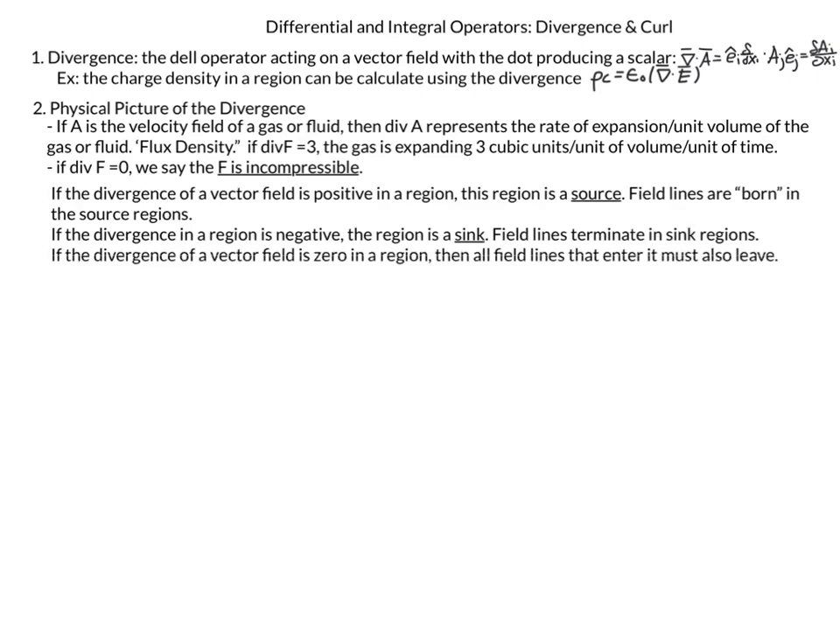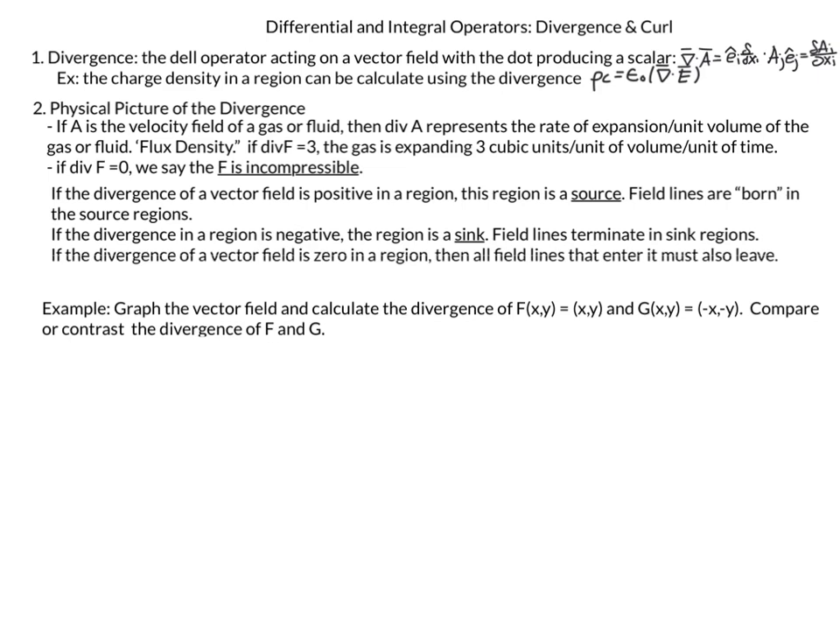A couple of other notes: if the divergence of a vector field is positive in a region, then the region is called a source, and field lines are born or they start in the source regions. If the divergence in a region is negative, the region is called a sink, and field lines terminate in the sink regions. And last, if the divergence of a vector field is 0 in a region, then all the field lines that enter must also leave.